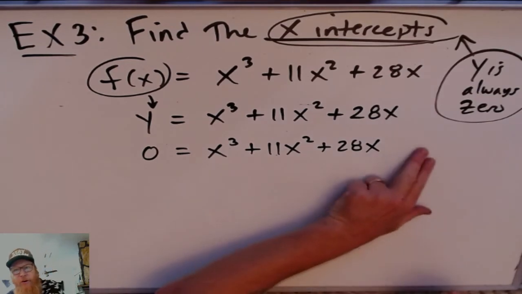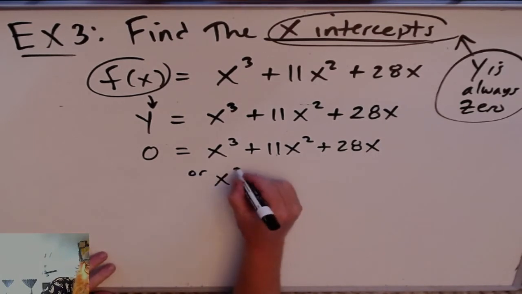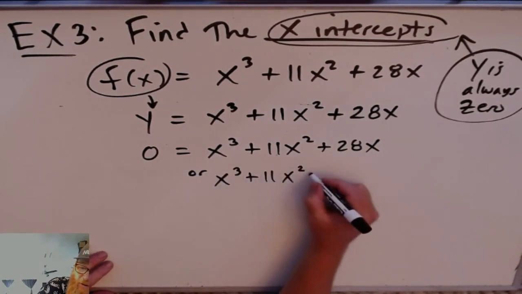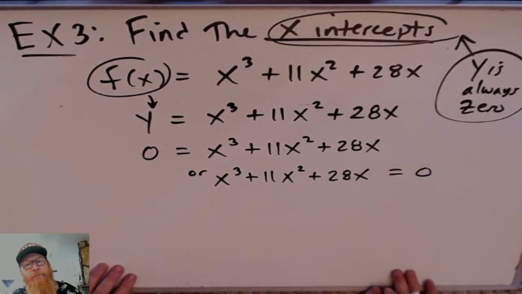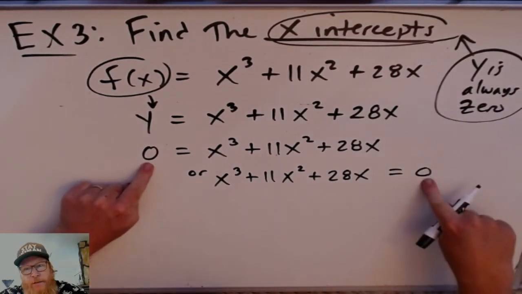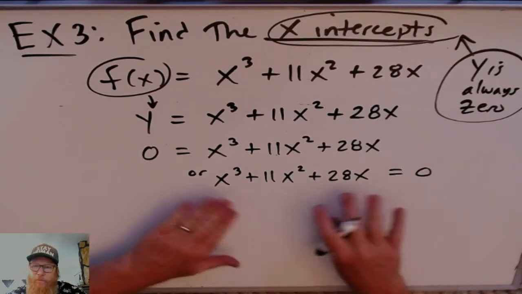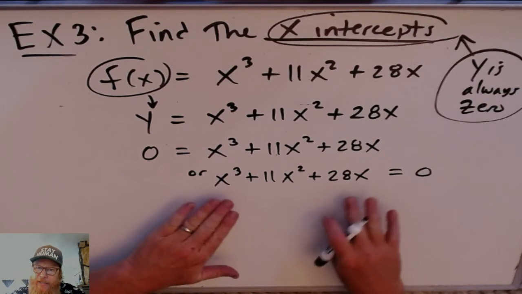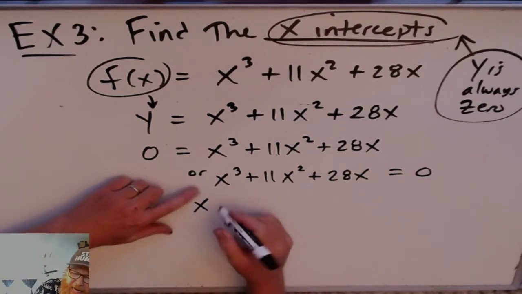Or if you prefer, maybe you're right-handed, sometimes we put the 0 on the right-hand side. It doesn't really matter. Tomato, tomato means the same thing. This is a cubic, so you need to somehow factor it down to make it smaller. So let's pull out a common x.